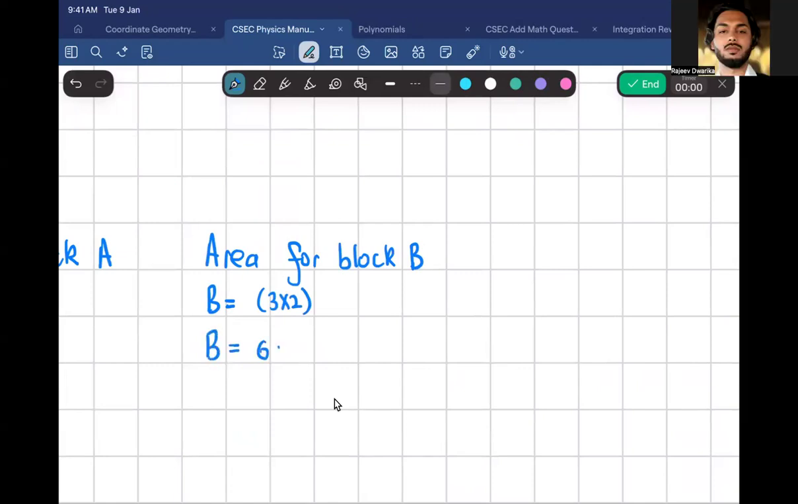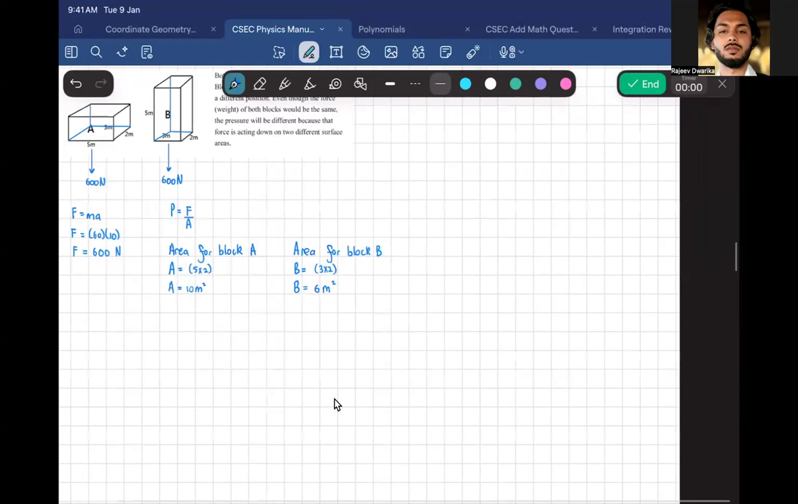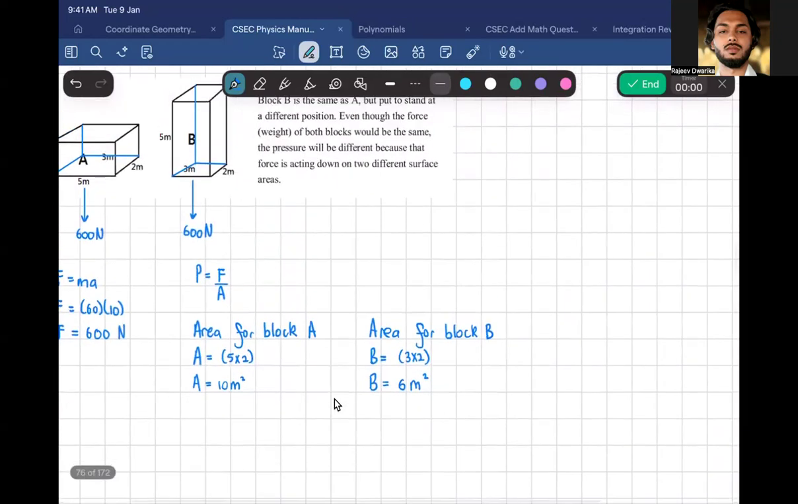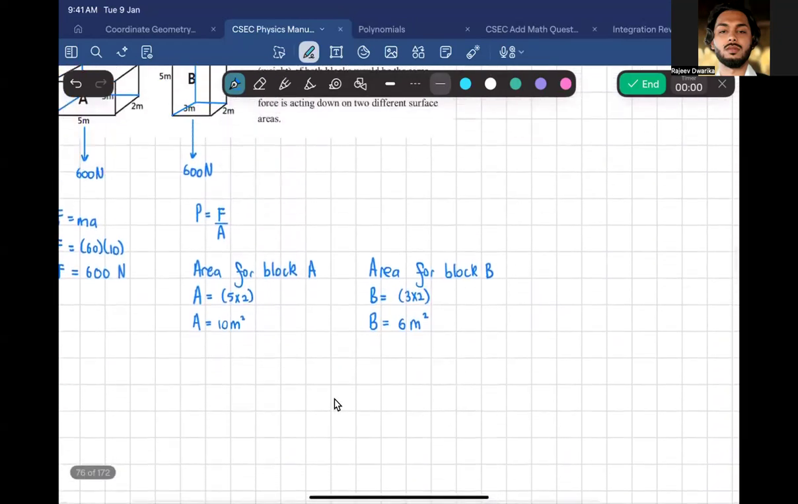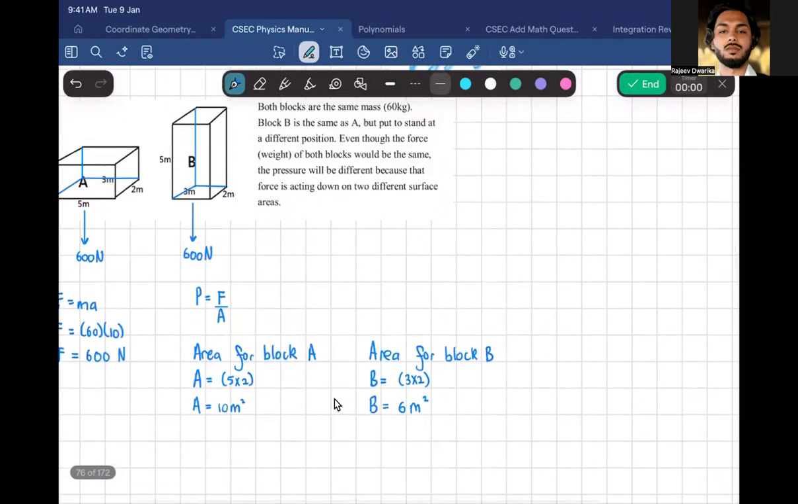So that'll be 6 meters squared. Right. So Jalen, the force is the same, right? But the area is different. Which one has a smaller area? Block B. So which one will exert a greater pressure? Block A. No.